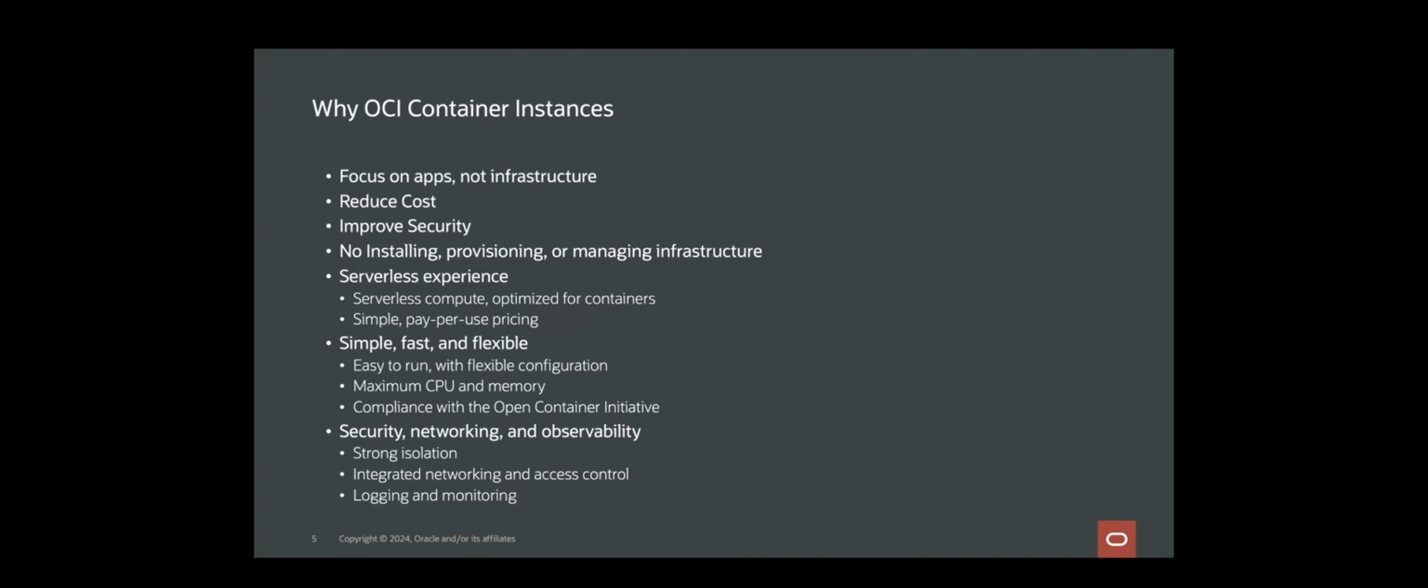It's also simple, fast, and flexible, where you can easily run with a flexible configuration. When you're running a new container instance with one or more containers, it requires just a few simple parameters. You can run it from the command line interface (CLI), from the API, or directly from the OCI console. You can also maximize the CPU and memory, allocating the CPU and memory provided by the underlying compute shapes, and then you can run even more demanding workloads as well.